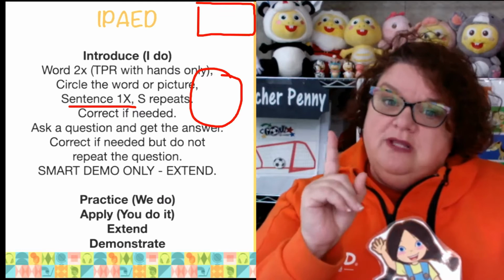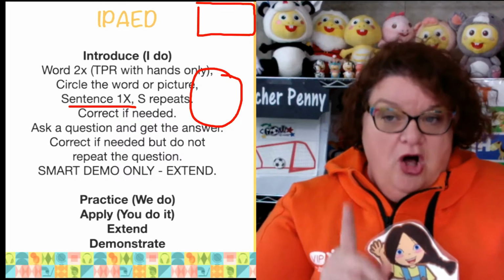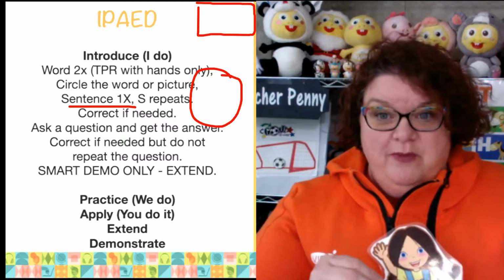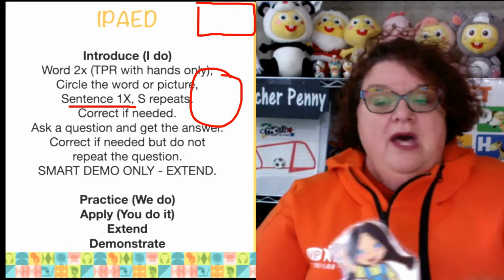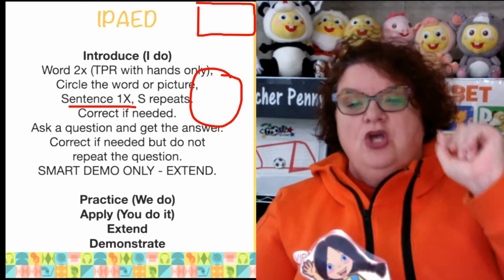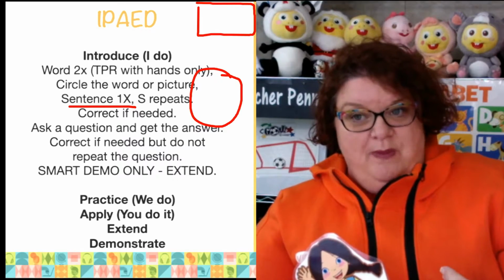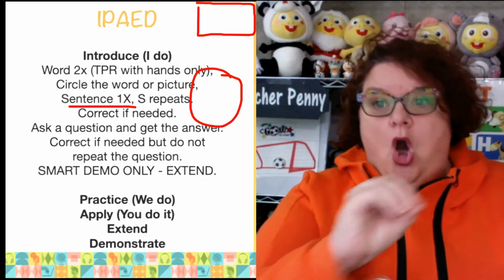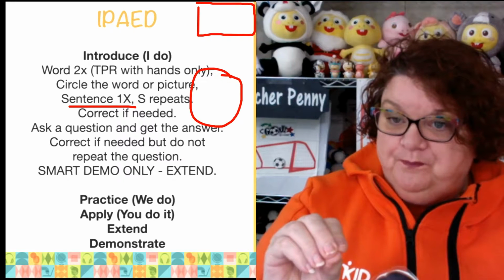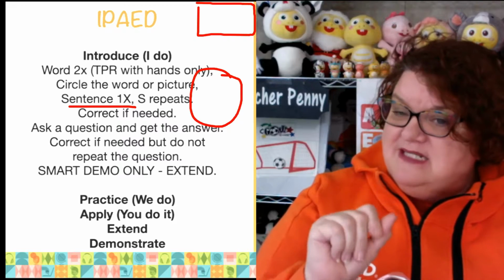Now, if you are doing the SMART demo, and you have not done your SMART demo yet, I want you to understand that all of the slides in the SMART demo are this I slide. Every single one of them you can follow this little technique. You say the word 2 times, you have them circle something, you say the sentence 1 time, you ask the question and get the answer back. But on the SMART demo only, you want to extend, just go a little bit beyond the lesson. We're going to talk more about extension in a moment.